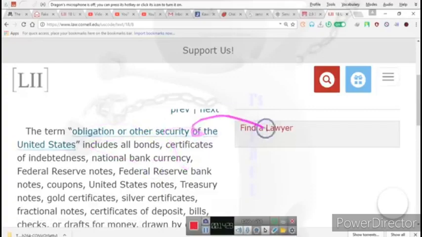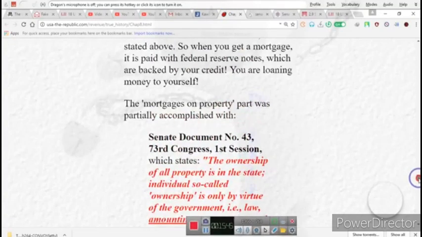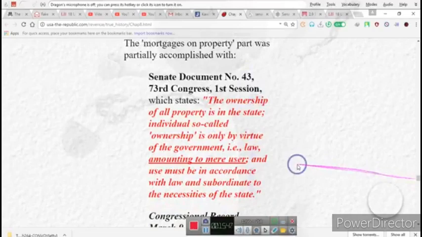The United States guarantees all home mortgages. We've already shown you about the FHA, how they insure all those loans. Remember, this is an act of Congress here. Okay? Remember, Senate document number 43 of the 73rd Congress, the same Congress as the March 9th, 1933 Emergency Bankruptcy Economic Relief Act.